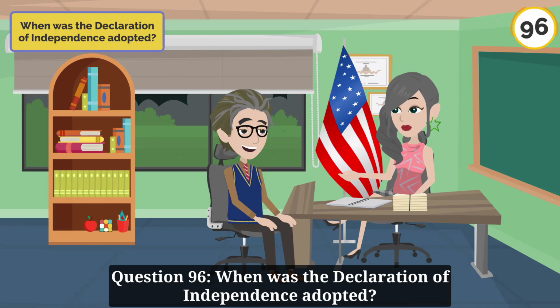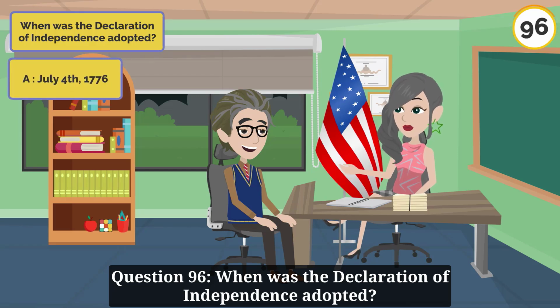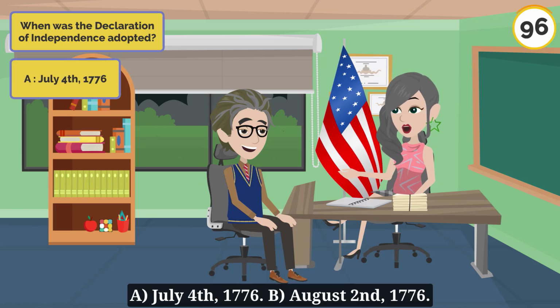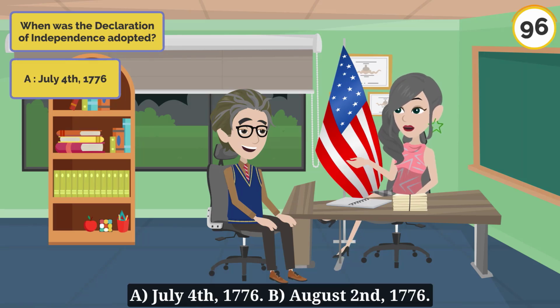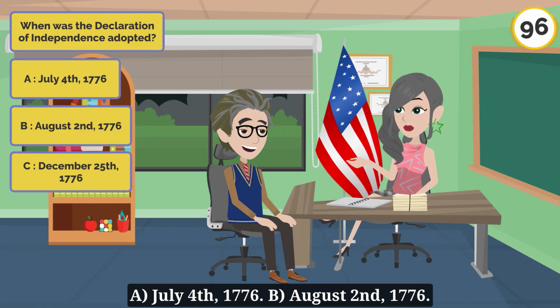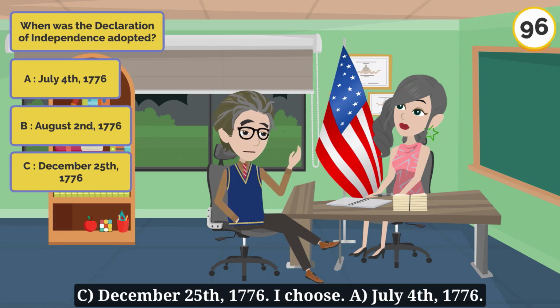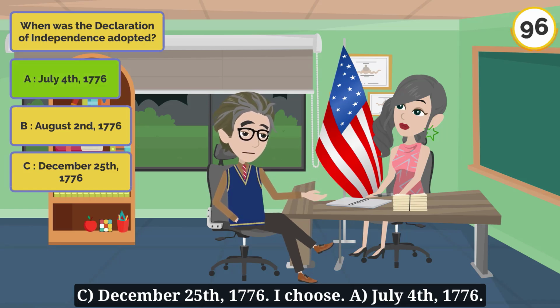Question 96. When was the Declaration of Independence adopted? A. July 4th, 1776. B. August 2nd, 1776. C. December 25th, 1776. I choose A. July 4th, 1776.